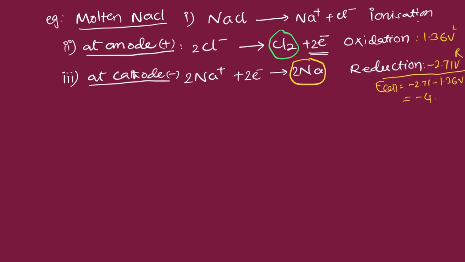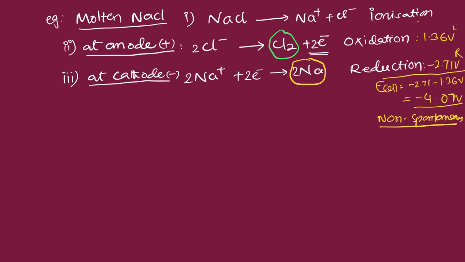This is nearly minus 4 point something. 6 plus 1, that is 7. 7 plus 3, that is 10, and 2 plus 1, 3 plus 1, that is 4. So 4.07 volt. Minus means this is non-spontaneous. It is a non-spontaneous reaction, because we are supplying electrical energy, then the chemical reaction takes place. This is the product of electrolysis of molten NaCl.